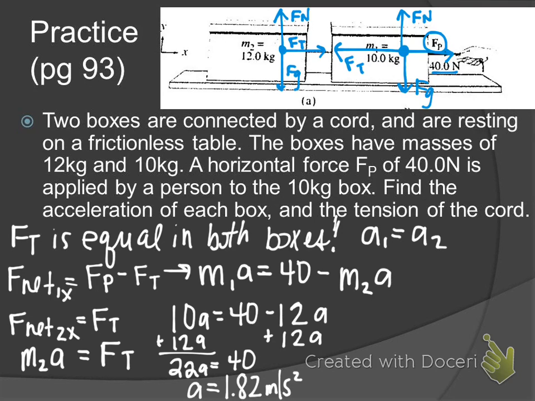Okay? So then to solve for tension, we're going to take F sub t, and we can just plug it right in with our acceleration we just solved for times m2. We want to solve for the tension of the cord, so we'll take 12 times 1.82, and we get a value of 21.82 newtons.